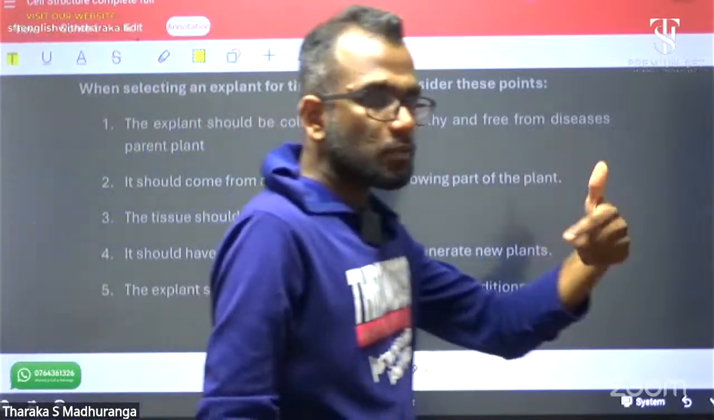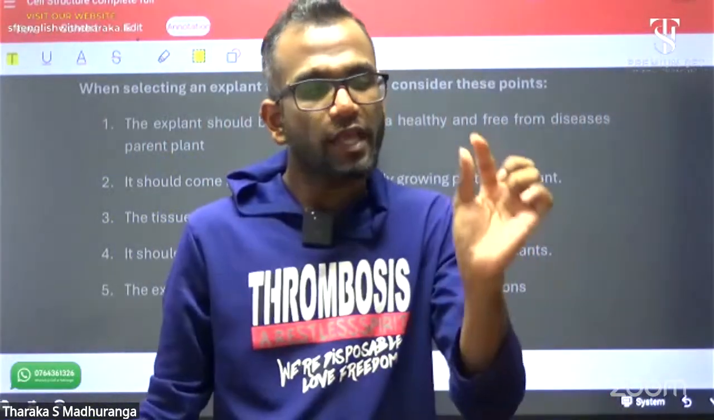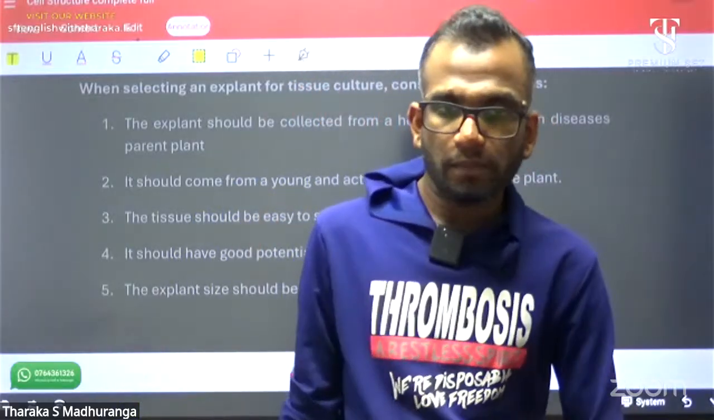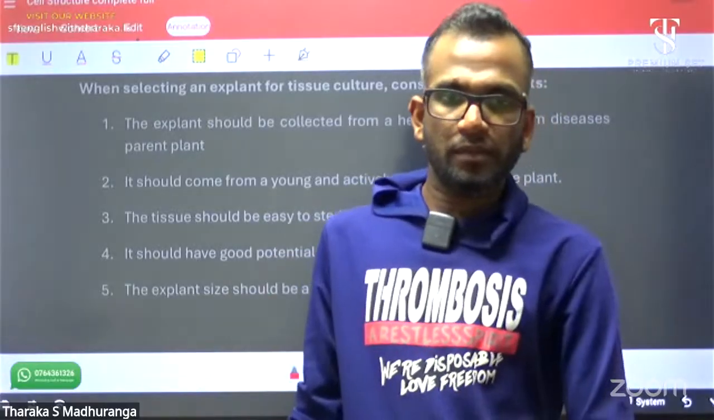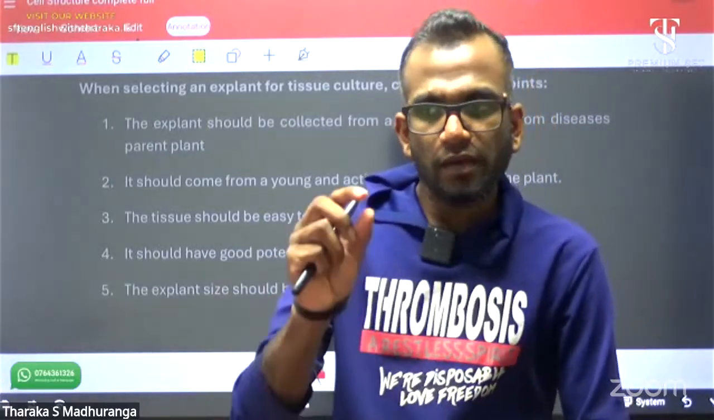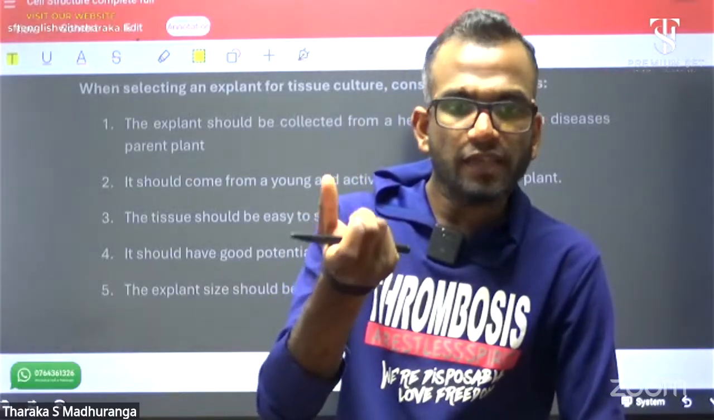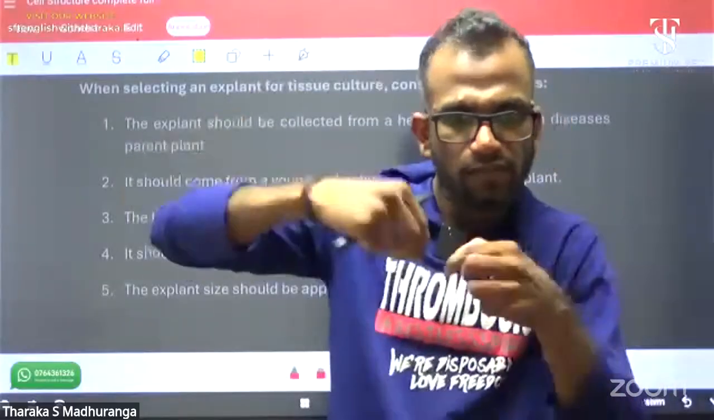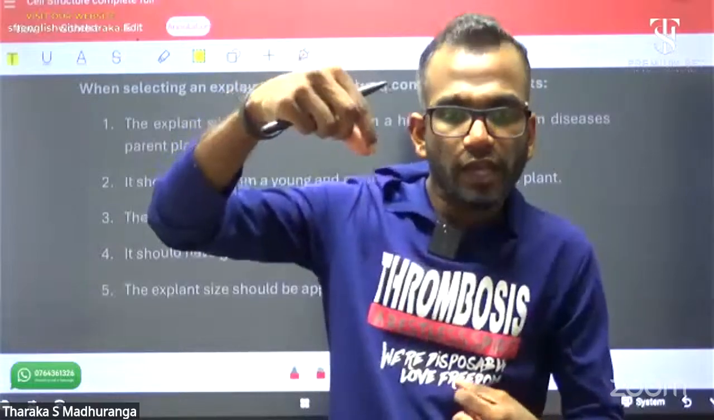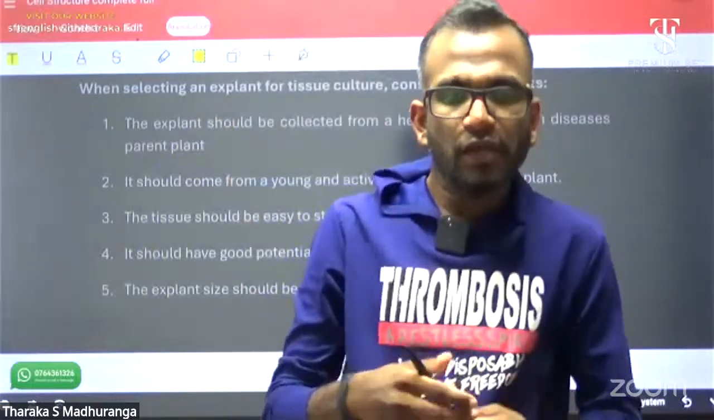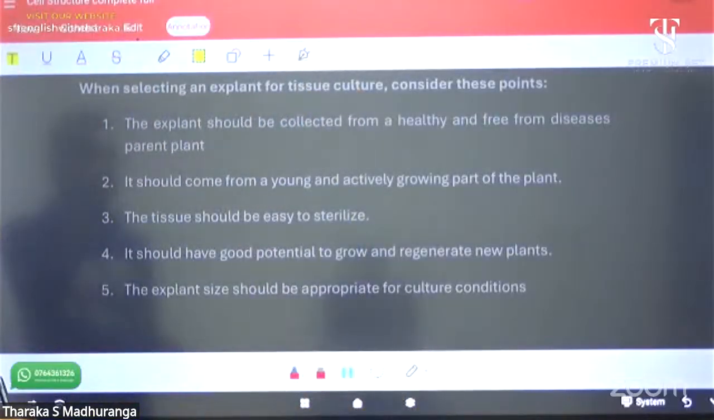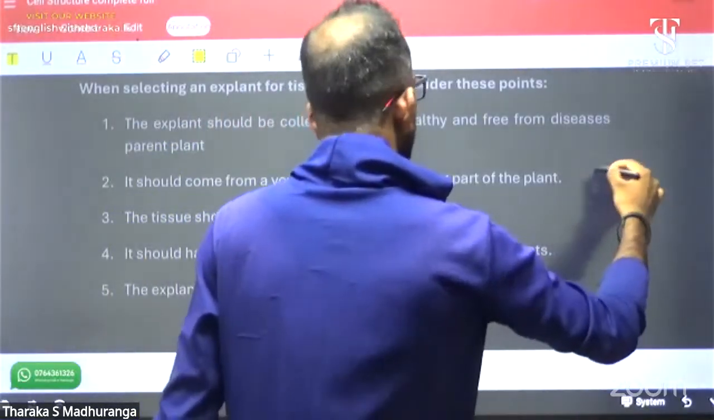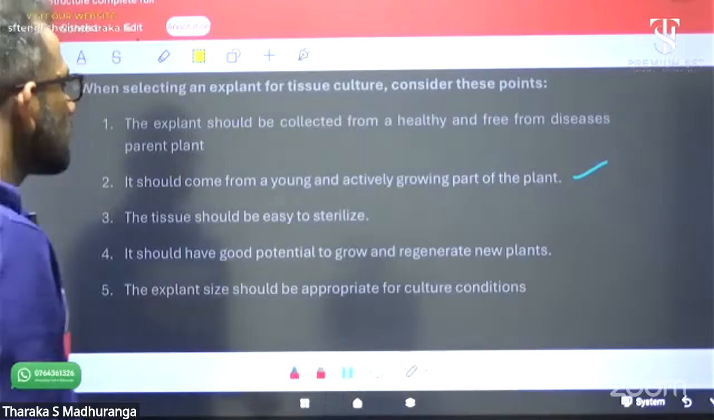Okay, that's the process. The first thing is you have to select the explant. As an example, let's think banana tissue culture is popular. We can take the middle part of the stem of the plant as an explant. It should come from a young and actively growing part, and the tissue should be easy to sterilize.